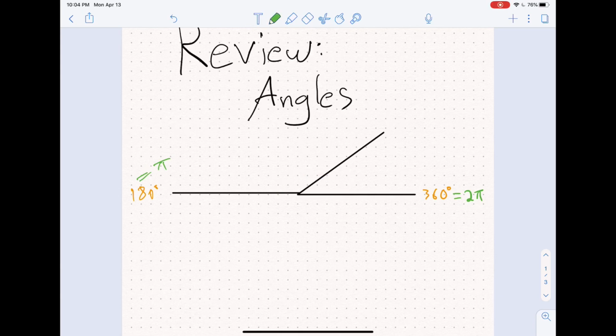Other important ones, well, if we go straight up, then we're going to get an angle of 90 degrees. This is the classic 90-degree angle here.